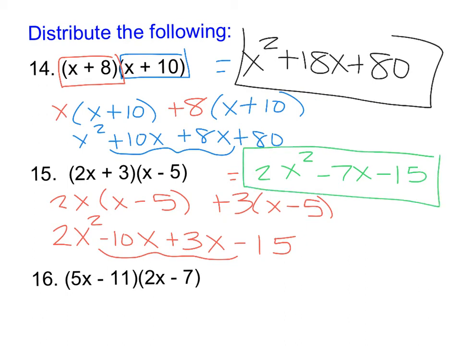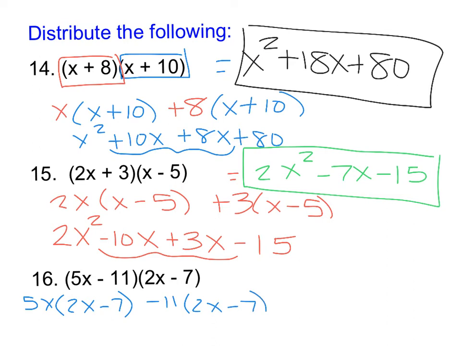All right, last one. Let's do 5x times 2x minus 7 minus 11 times 2x minus 7. Hopefully I don't run out of room. It's 10x squared minus 35x. The numbers are a little bigger. Be careful with that negative 11. It's negative 22x plus 77.